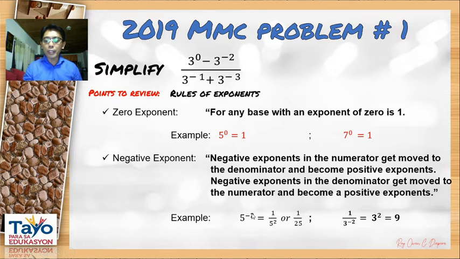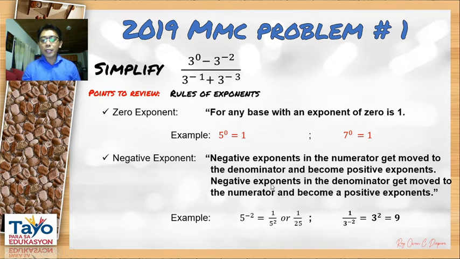So, yung exponent niya from negative po, nagiging positive 2. So, 5 to the negative 2 is equal to 1 over 5 to the power of 2, or 1 over 25, kasi po, 5 to the power of 2 is just equal to 25.